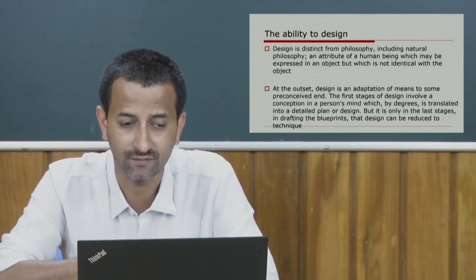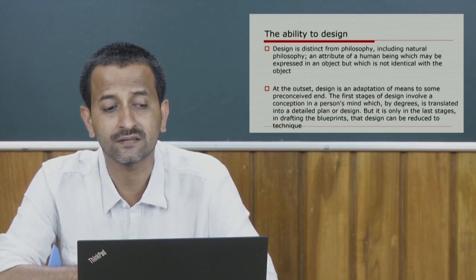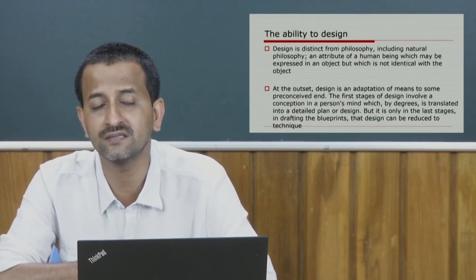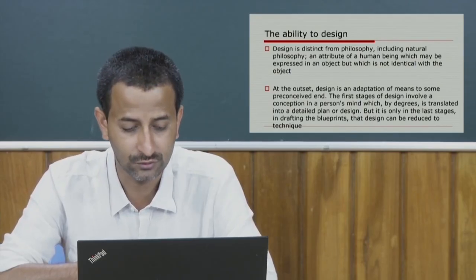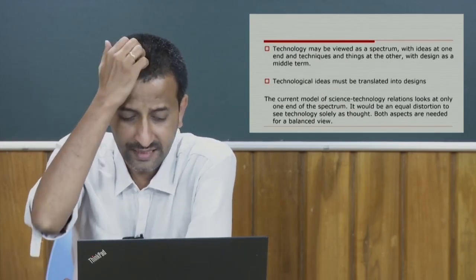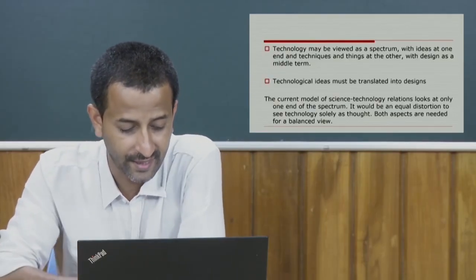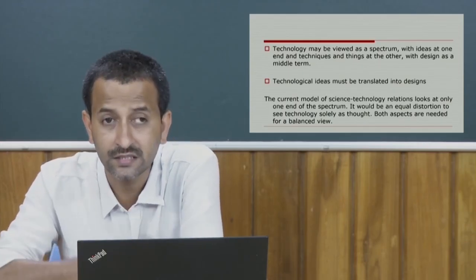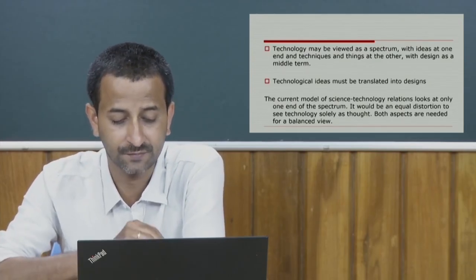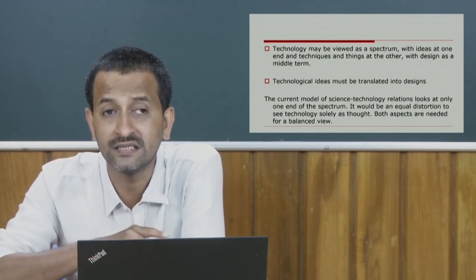The first stages of design involve a conception in a person's mind, which by degrees is translated into a detailed plan or design. But it is only in the last stages, in drafting the blueprints, that design can be reduced to a mere technique. And it is still later that design is manifested in tools and things made. Design involves a structure or pattern, a particular combination of details or component parts, and it is precisely the gestalt or pattern that is of the essence for the designer.